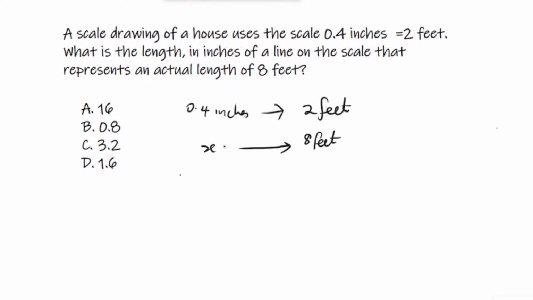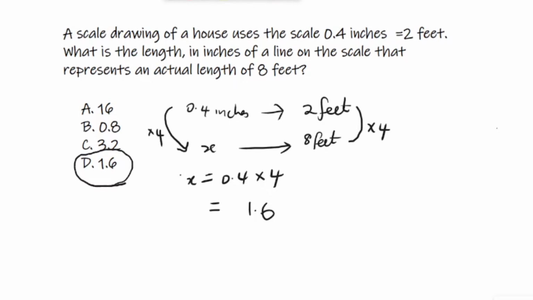To go from 2 feet to 8 feet, you have to multiply by 4. So to go from 0.4 to x, we have to multiply by 4. Then x is equal to 0.4 times 4, which is equal to 1.6. So this is the correct answer.